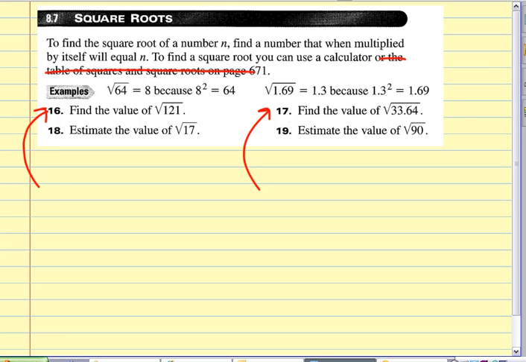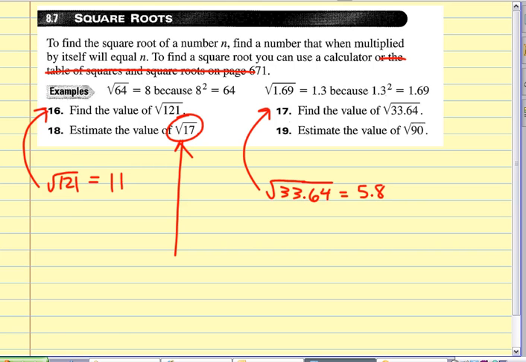Connor, what'd you get for 16? The square root of 121 is equal to? 11. Beautiful. 11. Riley, the square root of 33.64 is equal to what? 5.8. 5.8. Beautiful. Now, let's just take a moment and estimate what the square root of 17 is. And I'm going to call on somebody to tell me what they think it is about, an estimate.